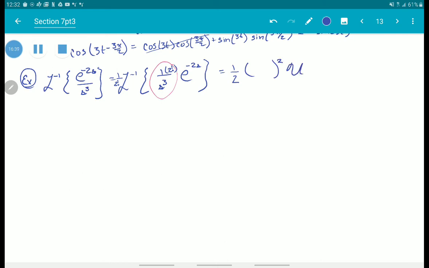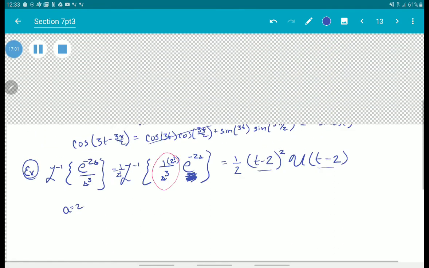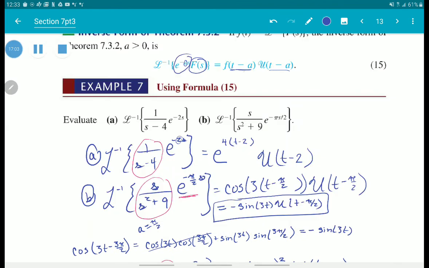And then remember, this is all multiplied by that unit step. We know that because of this piece of t minus a. Our a is 2. So then instead of putting t squared here, we have to replace that with a t minus 2 instead of just a t. Remember, these guys have to match to use that formula up here. They have to match here and here.